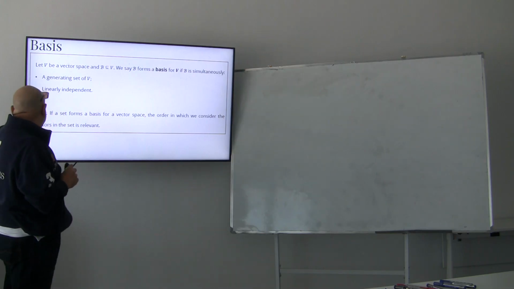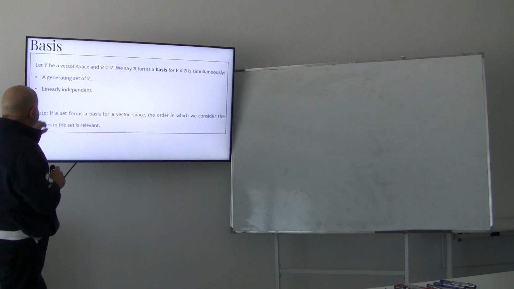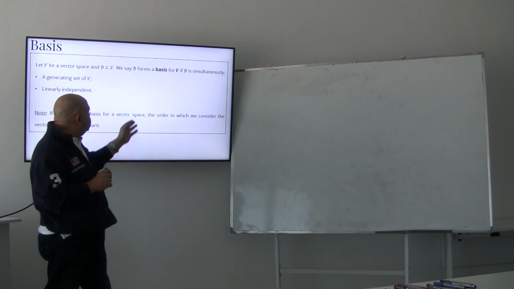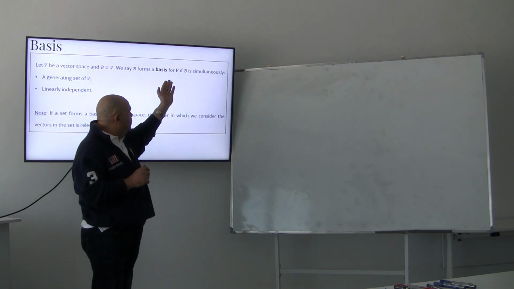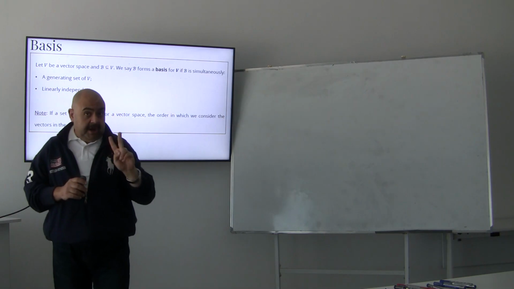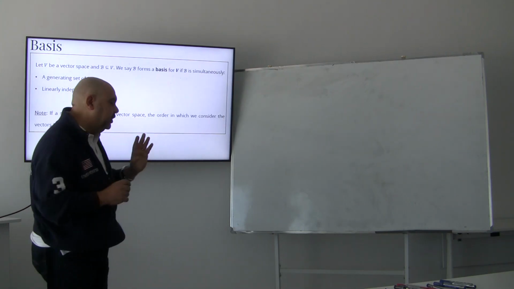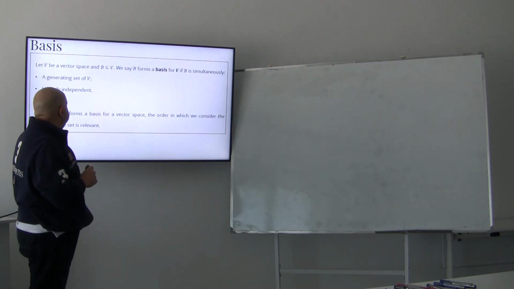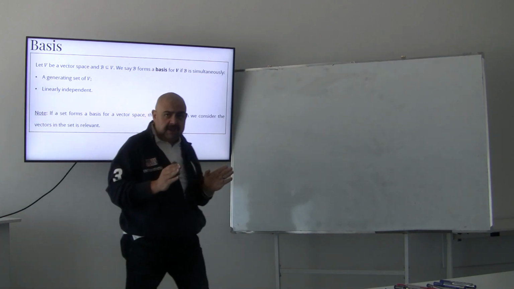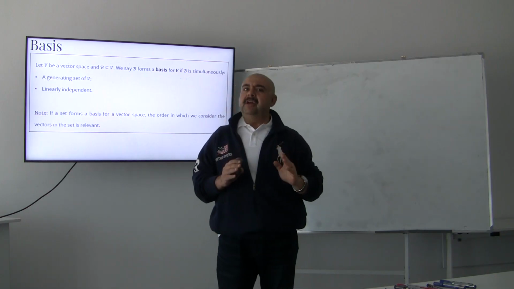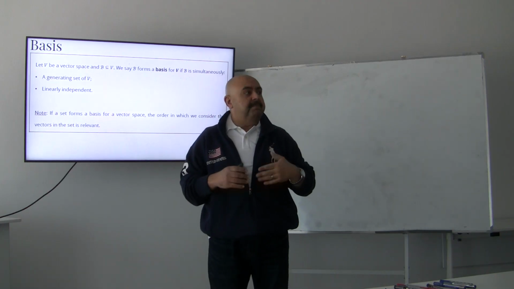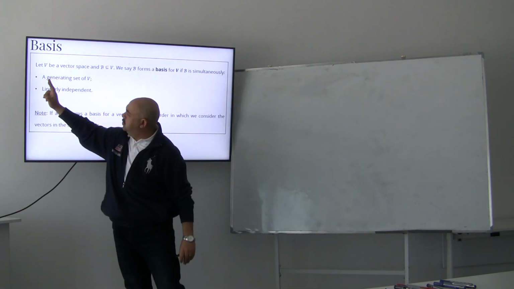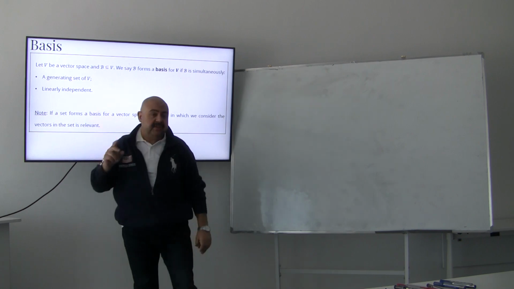I want you all to remember that if V is a vector space and B is a subset of V, we say that B forms a basis for V if B simultaneously proves just two main things. The first of them is that it is a generating set of V. Number two, it is linearly independent. So this set of vectors, which is going to be a basis for the vector space V, will only have to prove these two things simultaneously.